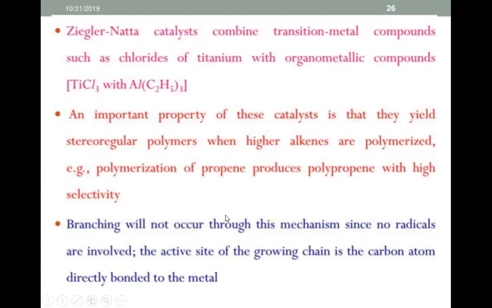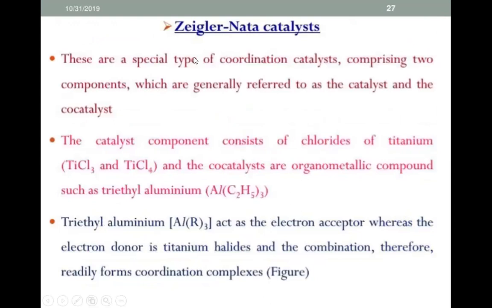The active site of the growing chain is a carbon atom directly attached to the metal. So it is a special type of coordination catalyst. And this catalyst consists of chloride of titanium, either titanium trichloride or titanium tetrachloride, with a co-catalyst of organometallic compounds, that is triethyl aluminium. So this combination is known as the Ziegler-Natta catalyst.